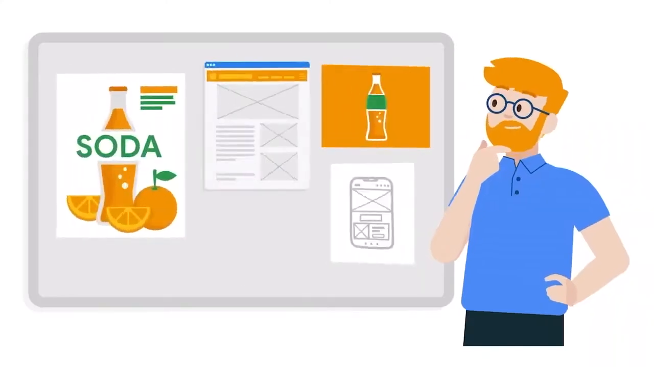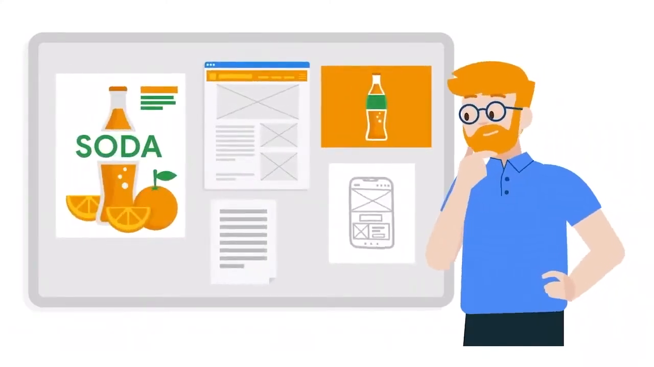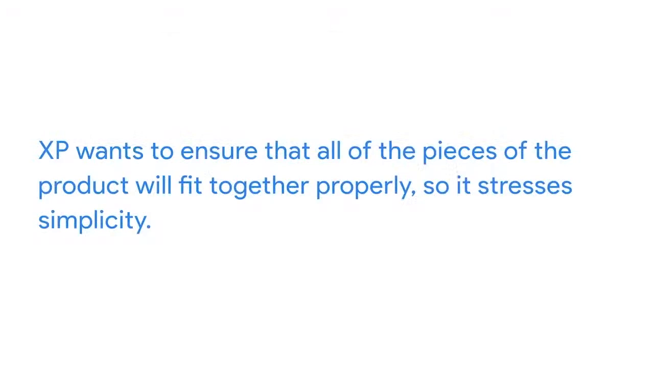For example, if you're delivering an ad campaign, maybe the main pieces are the artwork, the copy, and the ad buy plan. XP wants to ensure that all of the pieces of the product will fit together properly, so it stresses simplicity. Start with a simple design to meet the most basic and important requirements. Simple designs also take less time to complete. Once the basic model is designed and has been tested, then you can think about adding on other features.